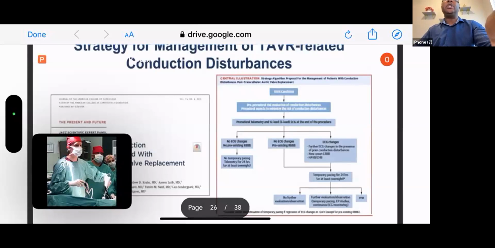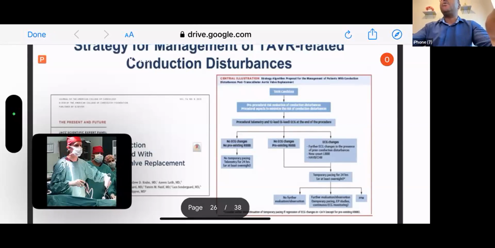If they have some ECG changes or they have a pre-existing right bundle branch block, then we keep the temporary pacemaker for at least 24 hours overnight. Then we see them again the next day, and if they have no further episode, you can remove the temporary pacemaker. But if they have a need for it, you may consider a permanent pacemaker.